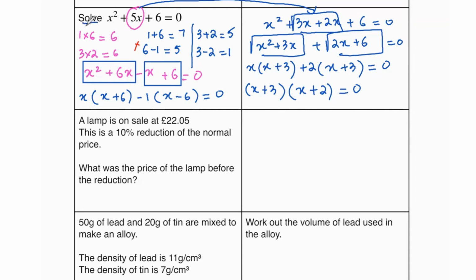Now it says solve, which means we put x plus 3 equal to 0. Then we put x plus 2 equal to 0. And that gives us x equals -3 and x equals -2. These are your values of x for this quadratic equation.